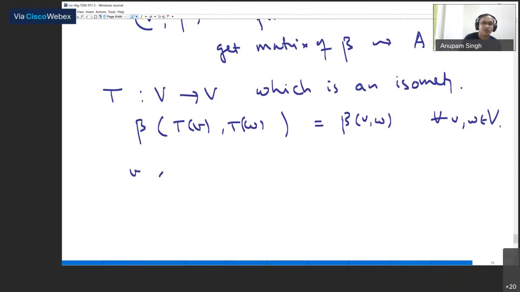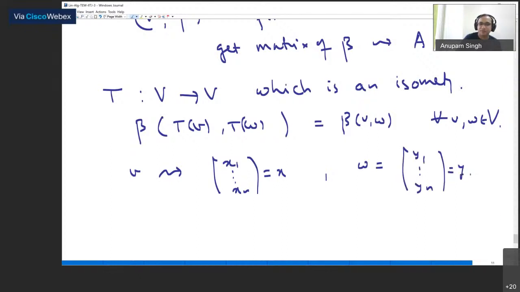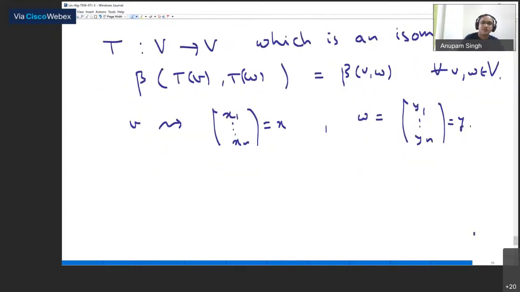Let's say the coordinate for V is x1, x2, ..., xn, which is simply denoted as x, and the coordinate for W is y1, y2, ..., yn, which is simply denoted as y. Then we see that beta of V, W is simply x transpose A y, right?